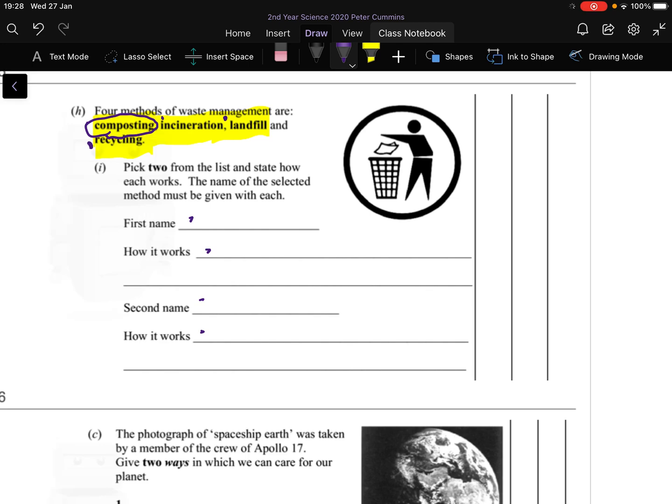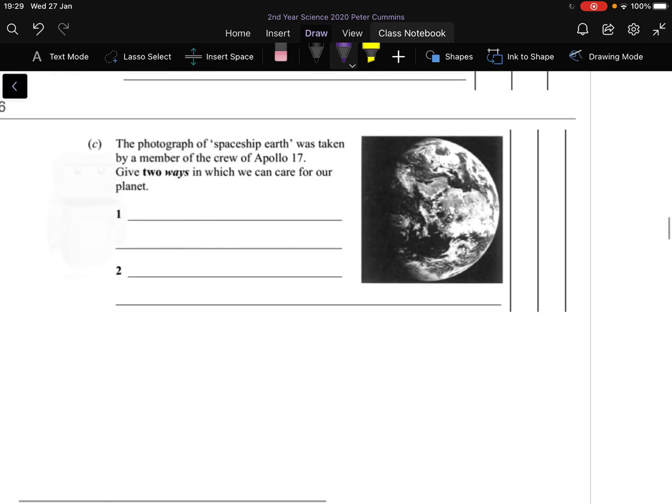And recycling is going to be your last one, and that is reusing. So that is turning it into a new product. So the paper that your takeaway comes in has probably been paper before, because it's been recycled. So keep it nice and simple.